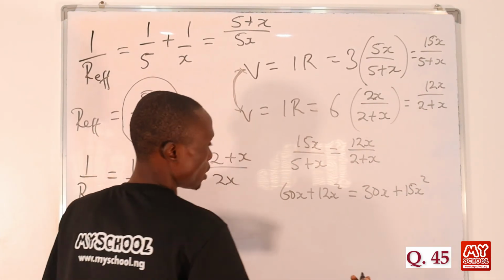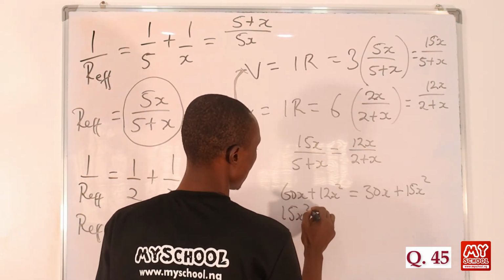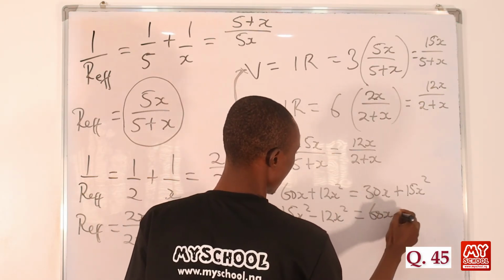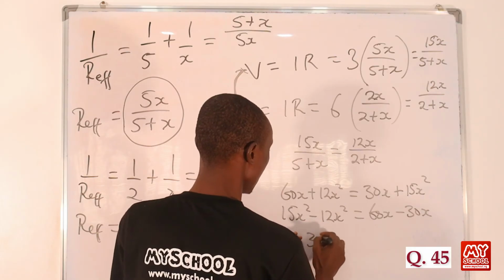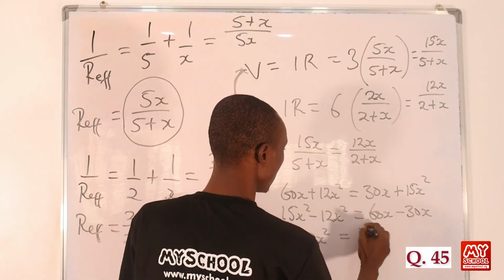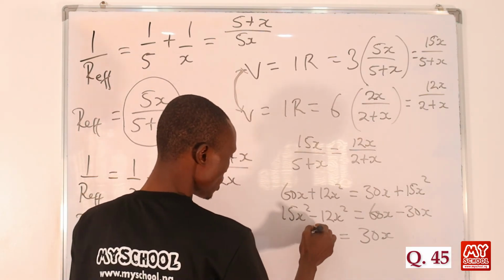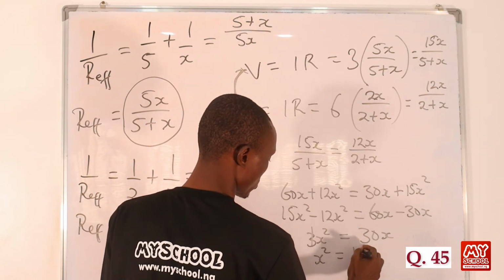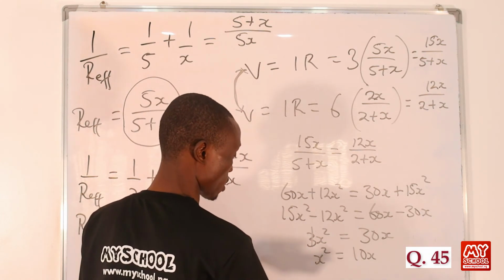So we can simply collect like terms. Okay, so you're having 15S squared minus 12S squared equals 60X minus 30X. So this will give us 3S squared, and here we'll be having 30X, right? So 3 here is S squared, and 3 here, that will give us 10S. Of course, we can bring this to the other side to form a quadratic equation.